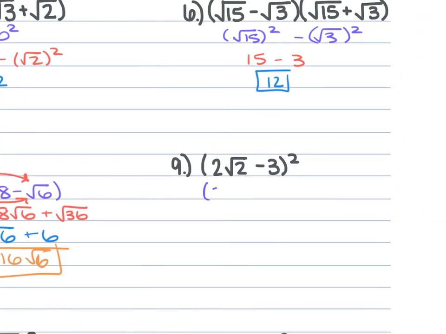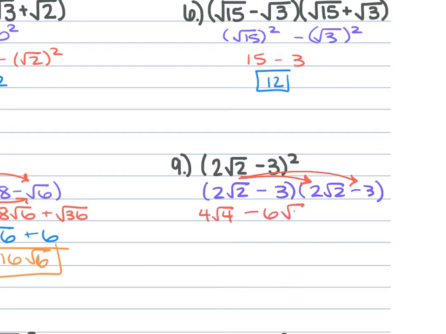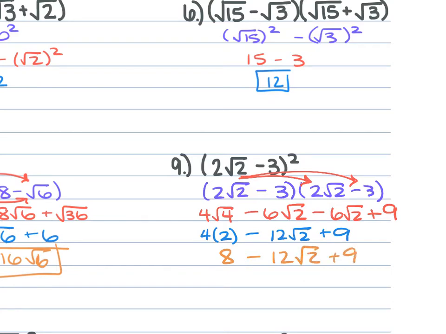For 9, we're going to have 2 square root 2 minus 3 times 2 square root 2 minus 3. So again, we can FOIL. We're going to have 4 square root 4 minus 6 square root 2 minus 6 square root 2 plus 9. So this is 4 times 2 minus 12 square root 2 plus 9. So 4 times 2 is 8 minus 12 square root 2 plus 9. The 8 plus 9 is 17 minus 12 square root 2.